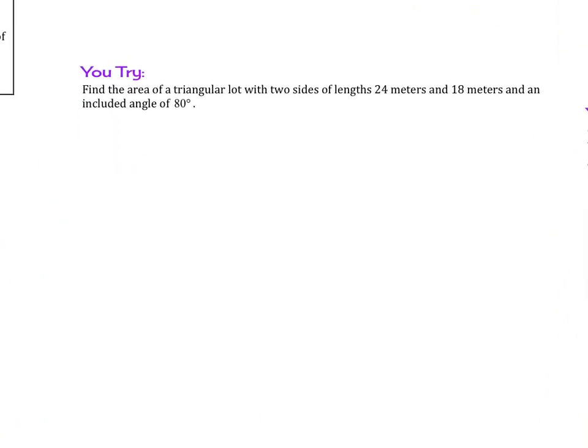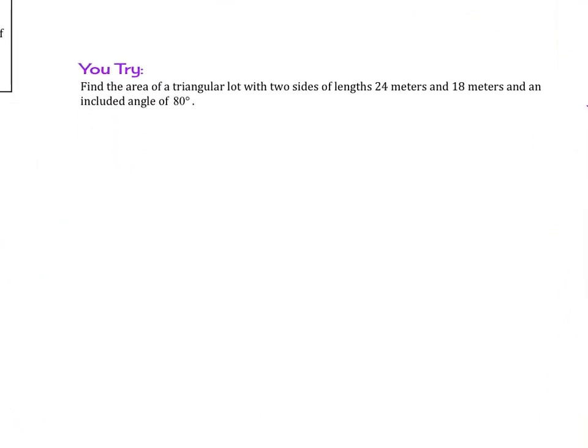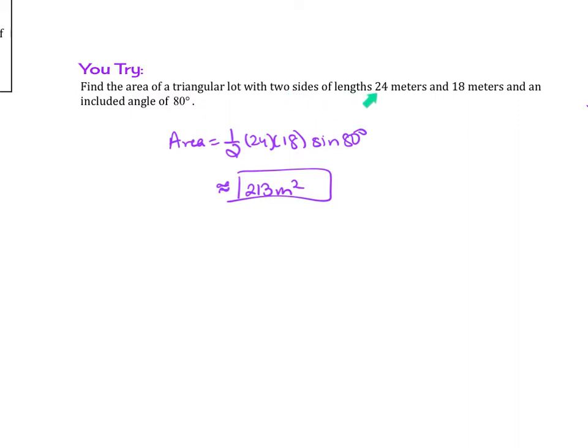So try this example. Find the area of a triangular lot with two sides of lengths 24 meters, 18 meters, and an included angle of 80 degrees. So you don't necessarily need to know all of the letters for that. So I know that the two side lengths are 24 and 18, and then the angle is 80 degrees, included angle. So I just did 1/2 times 24 times 18 times sine of 80 degrees, and that is approximately 213 meters squared.